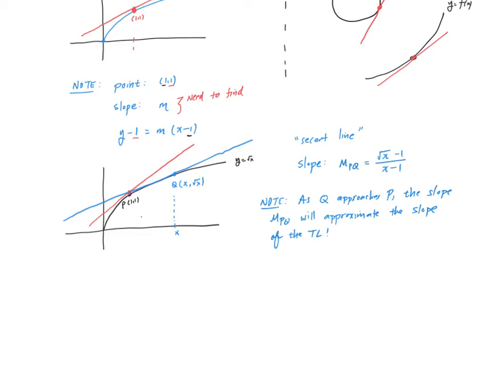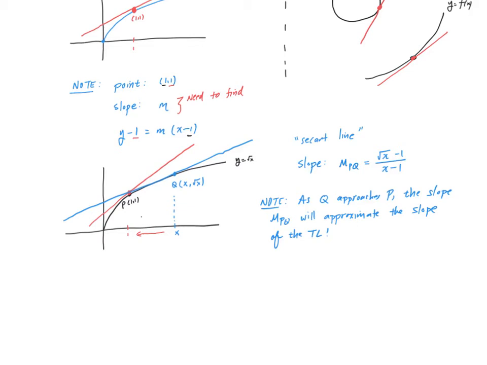And this tells us exactly what we need to do. In order to find the slope of this red tangent line, what we need to do is let our input x for that point Q approach 1. And as it does, this secant line going through the points P and Q will in a sense rotate around and begin to approximate that tangent line very closely.